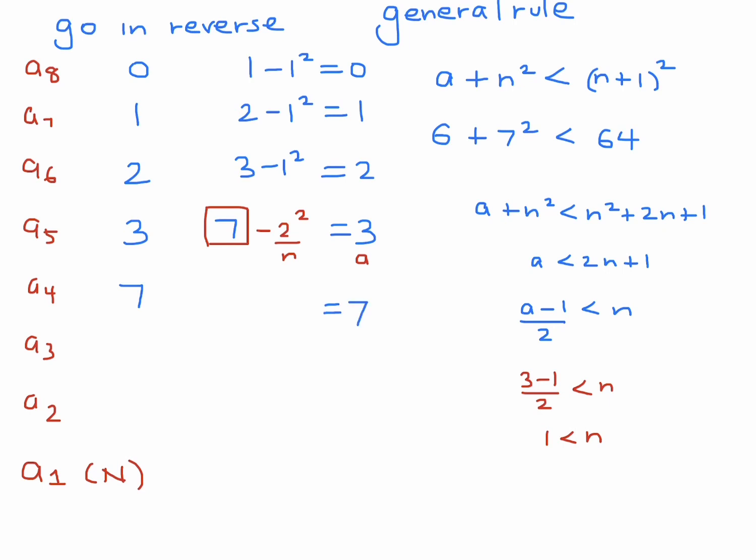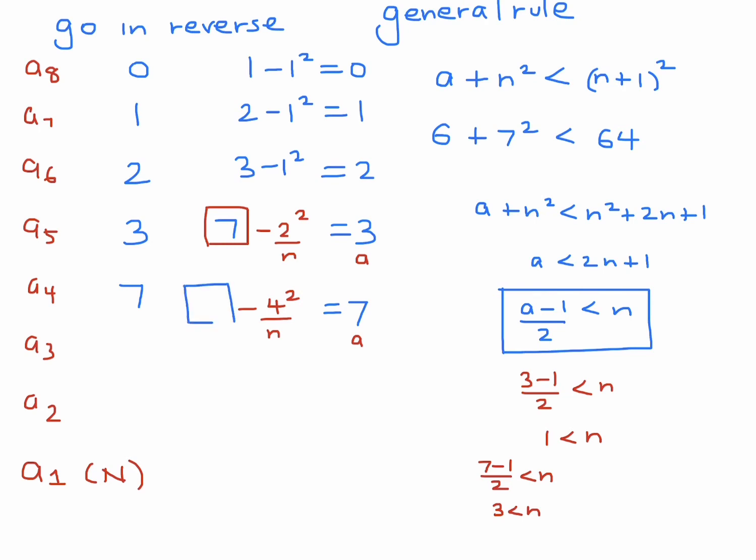Now, how did I get a 7? Well, we go back and we apply this formula right here. This is my A, and I had to have some sort of n in there. What is n? Well, A minus 1 over 2 is less than n, so that would be 7 minus 1 over 2 is less than n. That means 3 is less than n. So the smallest possible value for n is 4. That's what goes there. So 7 plus 4 squared would be the number that goes in here, and that is 23.